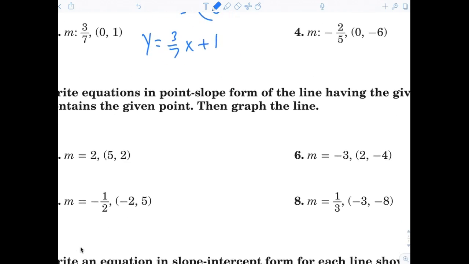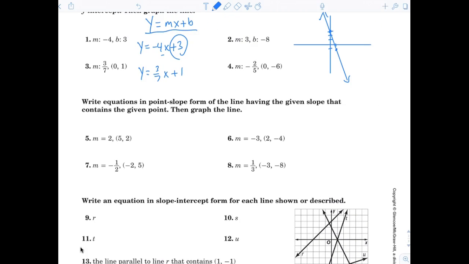Now, the next one, point slope form. So we have y equals mx plus b, which we don't really use that much anymore. The one we use the most is point slope because it's actually the easiest one to use. So what does that mean? Point slope, y minus y1 equals m parentheses x minus x1.